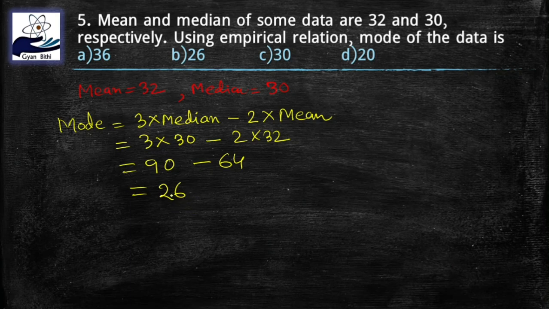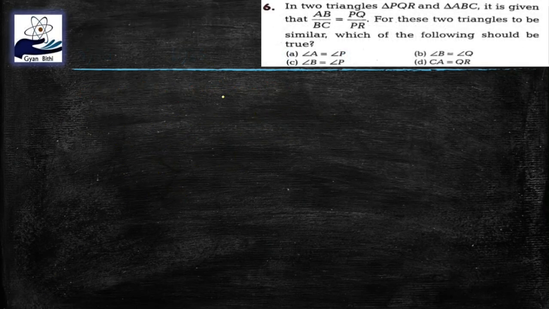Okay, so your answer is 26. Option B is your correct answer. Next slide. Two triangles PQR and ABC, it is given that AB by BC is equal to PQ by PR. Okay, the ratio is given. So which should be true?